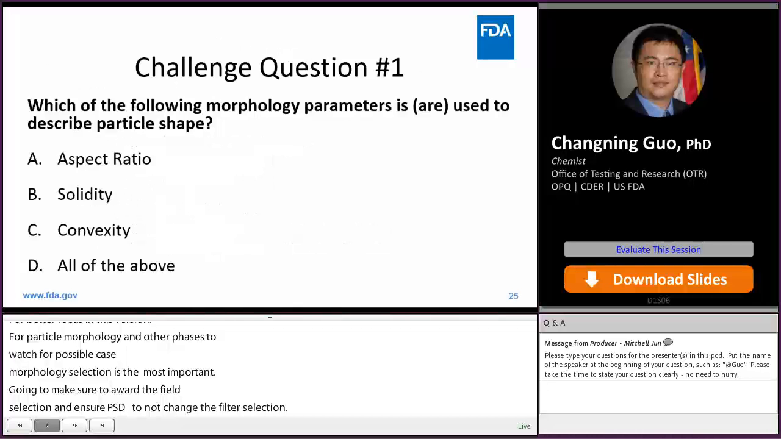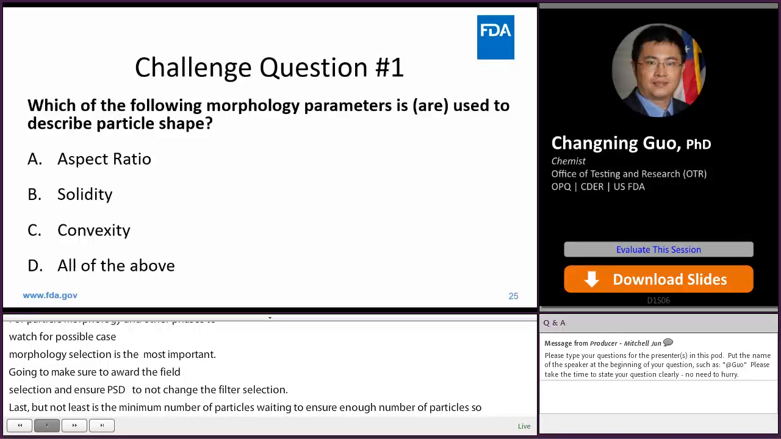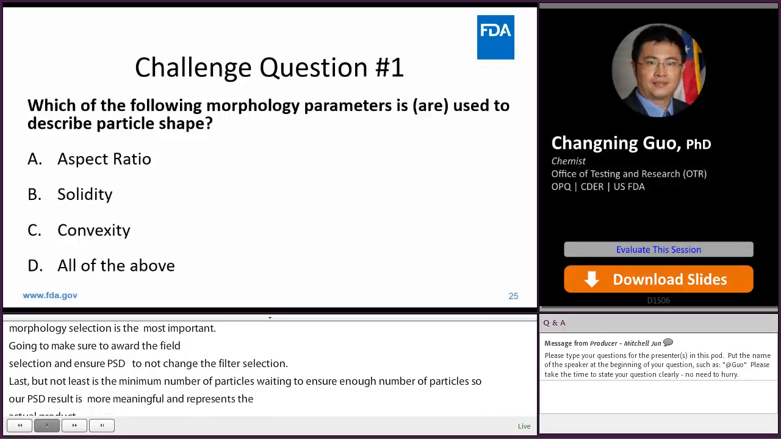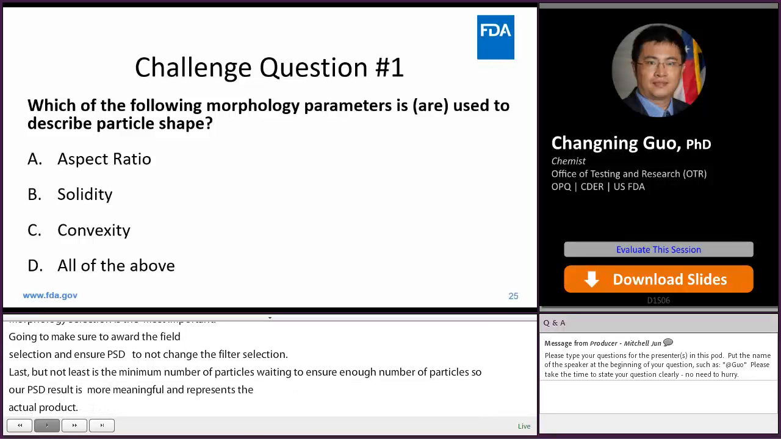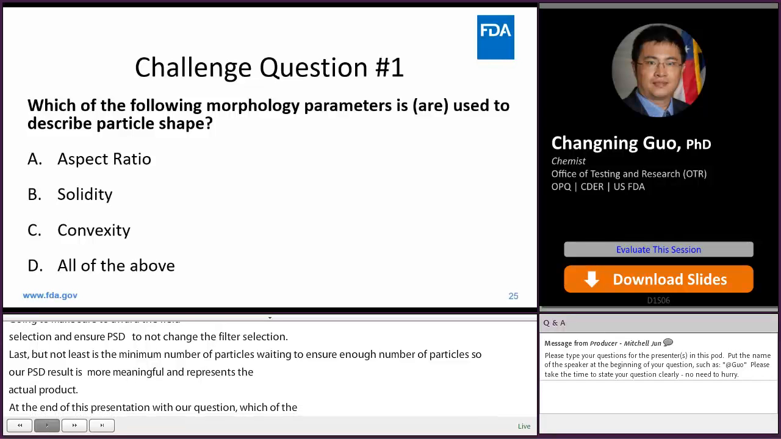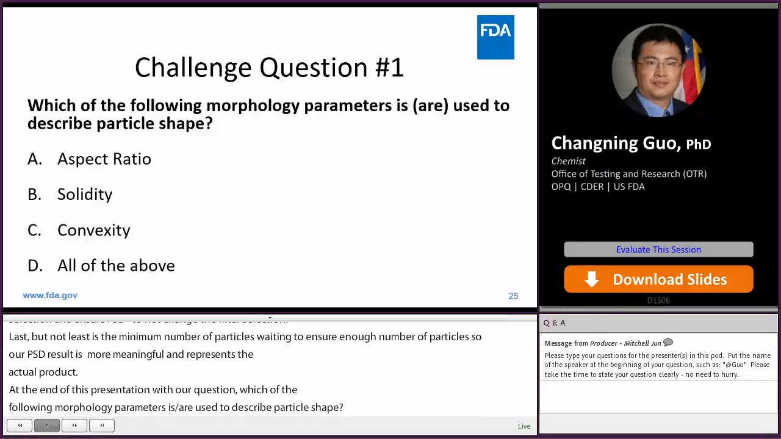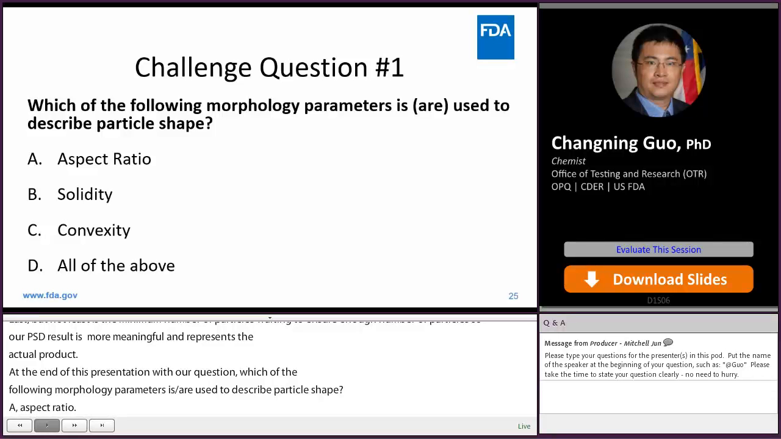At the end of this presentation, we have a poll question. Which of the following morphology parameters are used to describe particle shape? A. Aspect ratio. B. Solidity. C. Convexity. D. All of the above. The answer is D. All of the above.